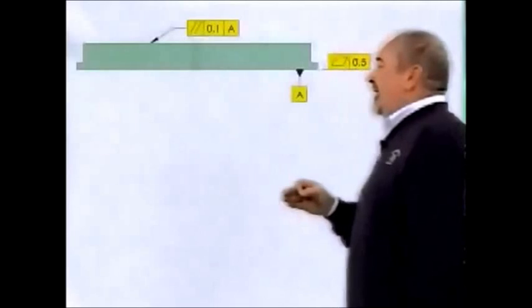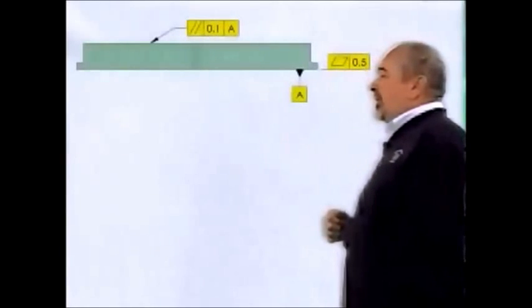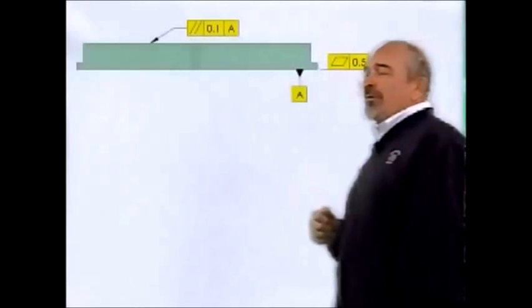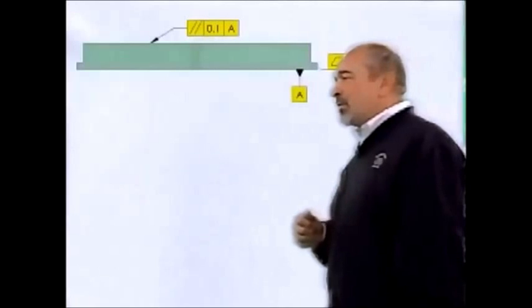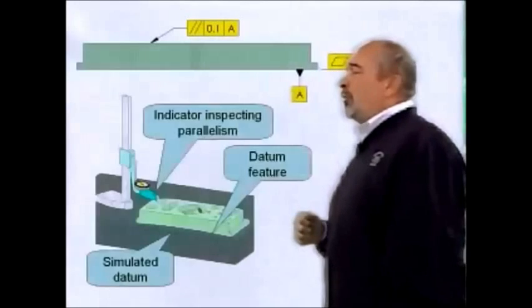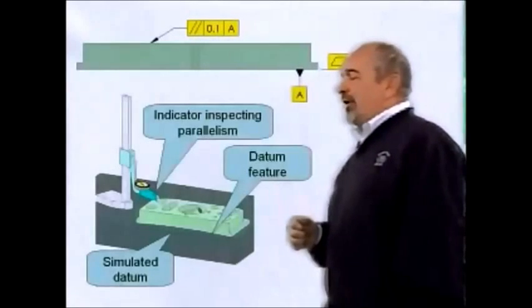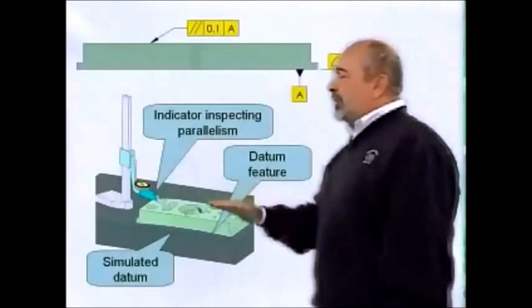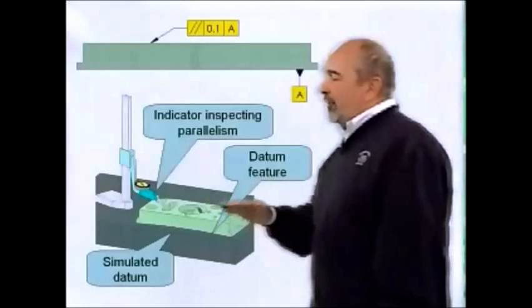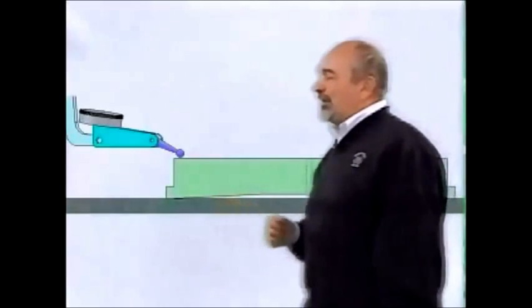On this drawing, I put a flatness of 0.5 millimeters, and then that becomes datum feature A. Then I have a parallelism within 0.1 to the plane established by A. So one way to check this would be to put the part down on the surface plate and run an indicator parallel to the plate.